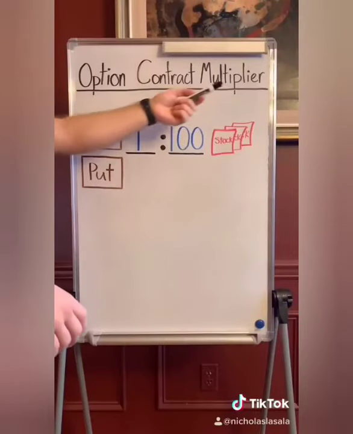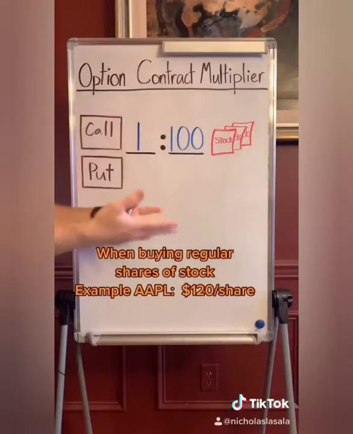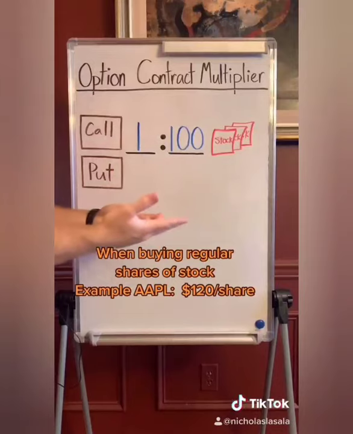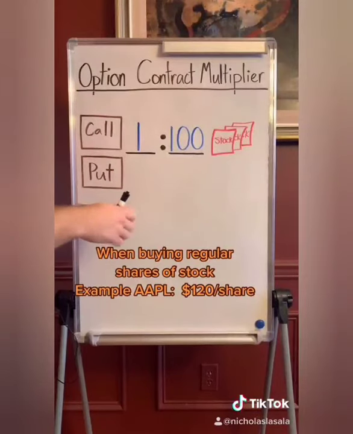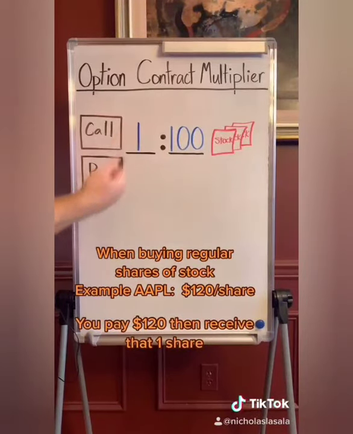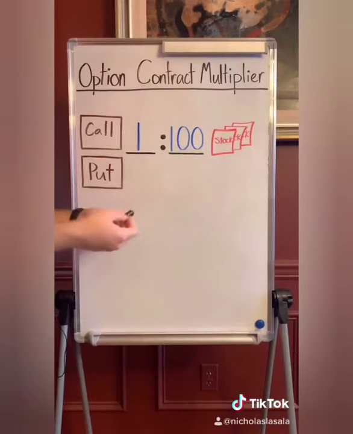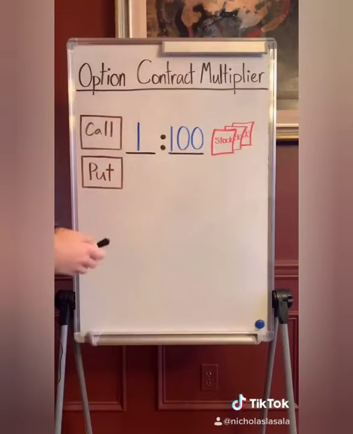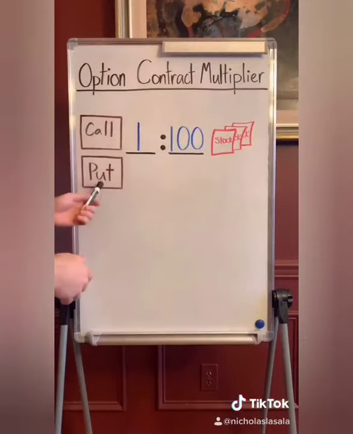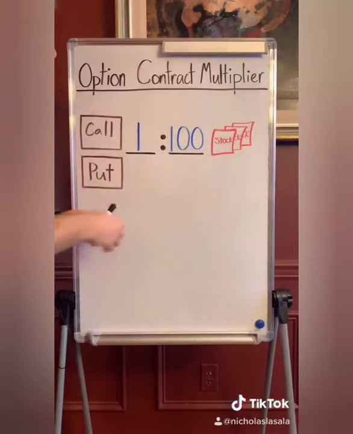Options trading, lesson number 7. Option contract multiplier. Whenever you're buying regular shares of a stock, let's say you're buying Apple stock and it costs $120 per share, you pay that $120 and you receive that 1 share of Apple stock. But whenever you're buying option contracts, the pricing is a little trickier. That's because every call and put option actually represents 100 shares of that stock. It's a 1 to 100 ratio.